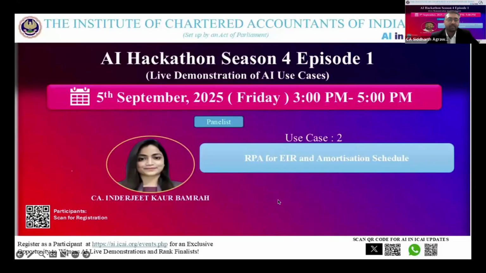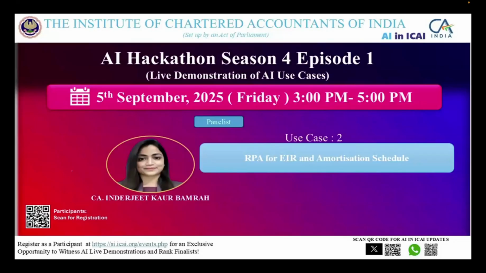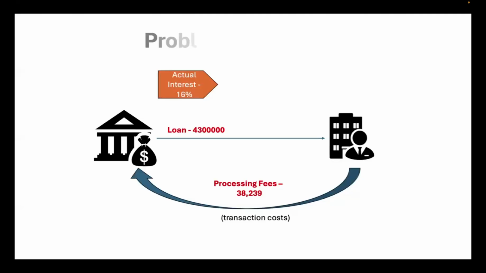Okay. So my use case is RPA for effective interest rate calculation and preparation of the amortization schedule, which I have prepared using an AI tool, a low-code application developer called Lovable. So what is the problem statement? Whenever an organization takes a loan, it incurs some transaction cost, which includes processing fees.